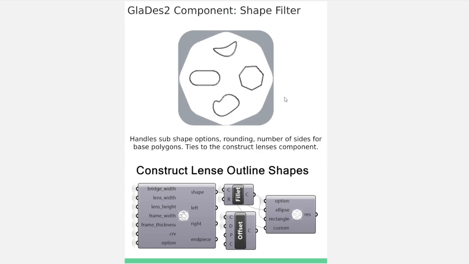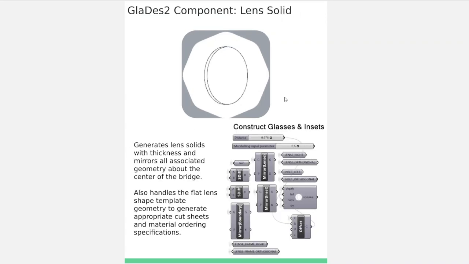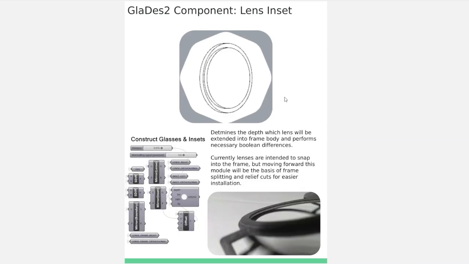The shape filter handles the subshape options of the lens type, including rounding, number of sides for a base polygon, or for allowing one to bring in a custom component. The lens solid component develops thickness around the lens shape and also provides a geometry to be Boolean intersected with the frame body. Lens inset determines how far the lens body is extruded further into the frame so that you can create a snap together assembly.